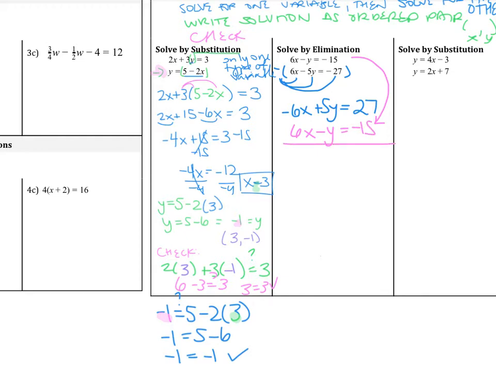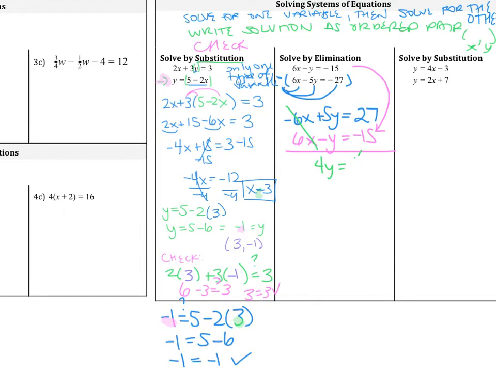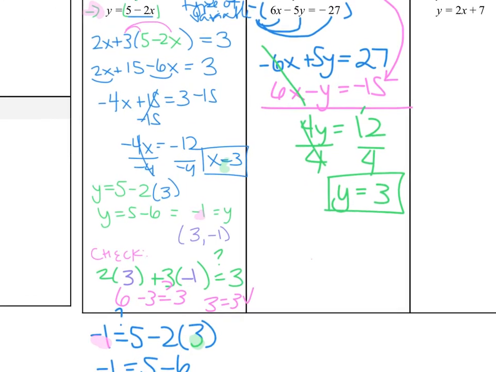So now, if I add this together, notice that my x's disappear. Negative 6x plus 6x is 0. Then 5y minus y is a 4y, and 27 minus 15, well, that is 12. So now we can solve for y. Divide by 4, so therefore y equals 3. And then we can finish solving.